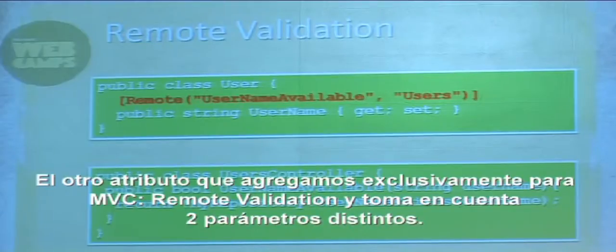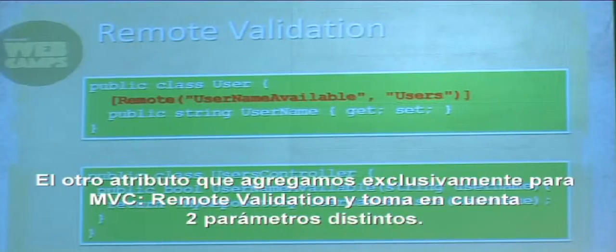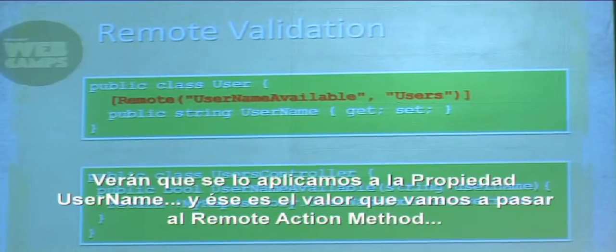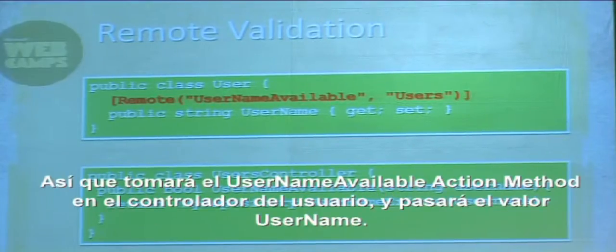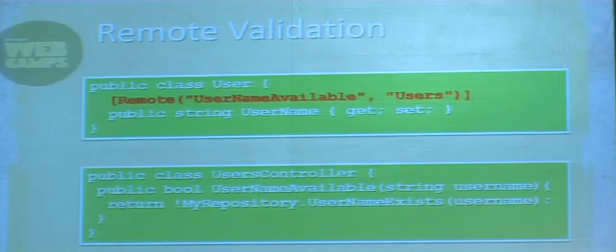The other attribute that we added, and this is specific to MVC, is the remote attribute. And it takes in two different parameters. You can see here that we apply it to a username property. And so that's the value that we're going to pass to the remote action method. And then we need to give it two other parameters: what controller and what action method. And so what it's going to do is call the username available action method on the user's controller, and it's going to pass in the value username. So your action method that you call, you can see here that we have the username parameter.